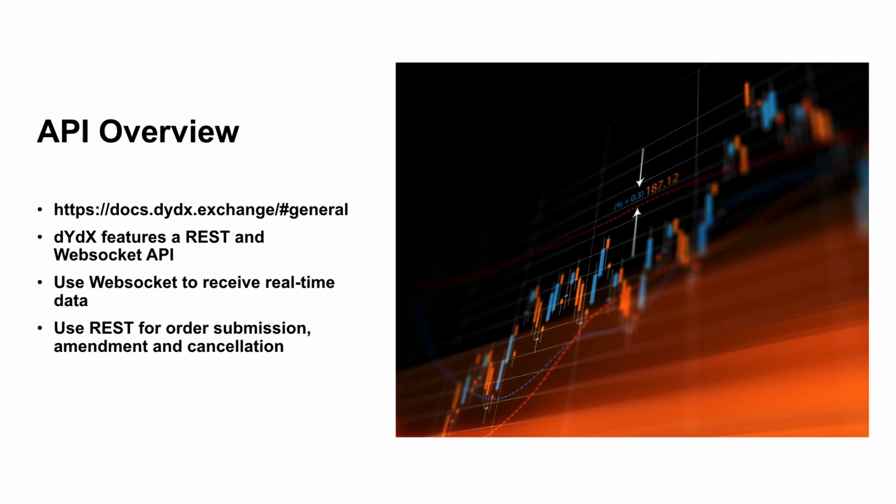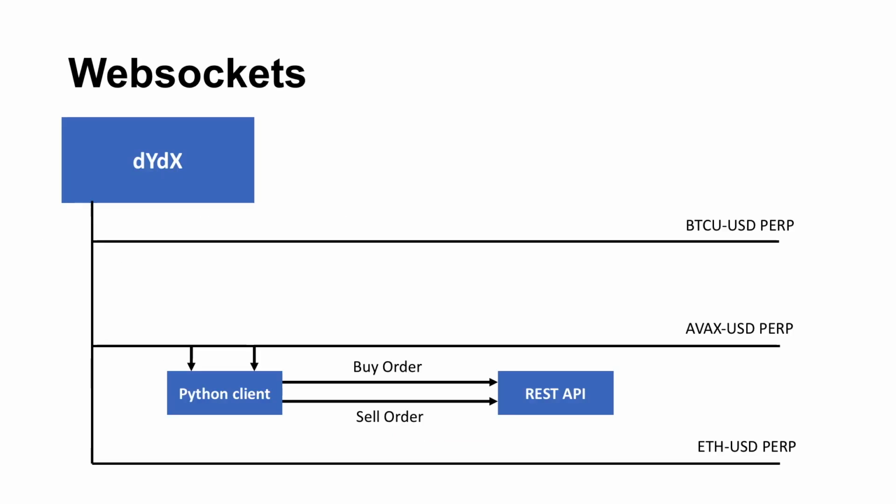features of the API. dYdX provides both a REST and WebSocket API, and today we'll be using the WebSocket API to receive real-time price data from dYdX and the REST API to submit, amend, and cancel orders. WebSockets are essentially just streams of data that get sent from a server and contain price data on the order book. A Python bot will firstly connect to the AVAX WebSocket stream. We'll then process the AVAX price data and determine at what price we should buy and sell. And then we'll submit those orders to the REST API. Every few seconds, we'll cancel those old orders and place new orders as the price of AVAX changes.